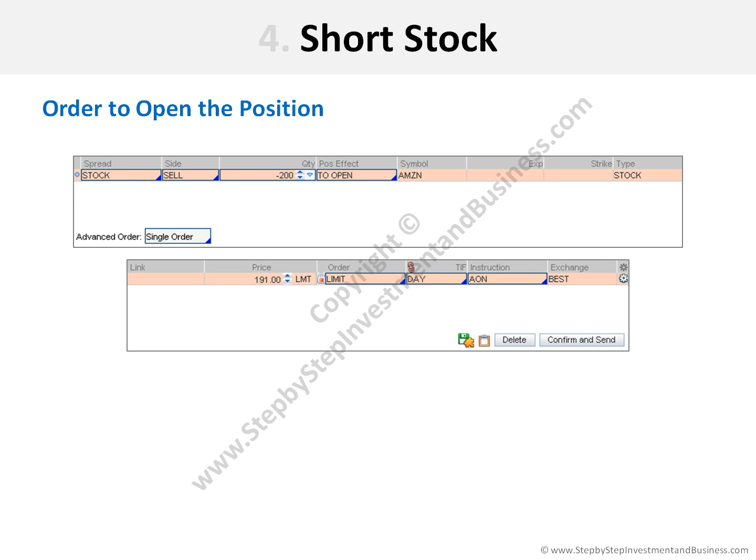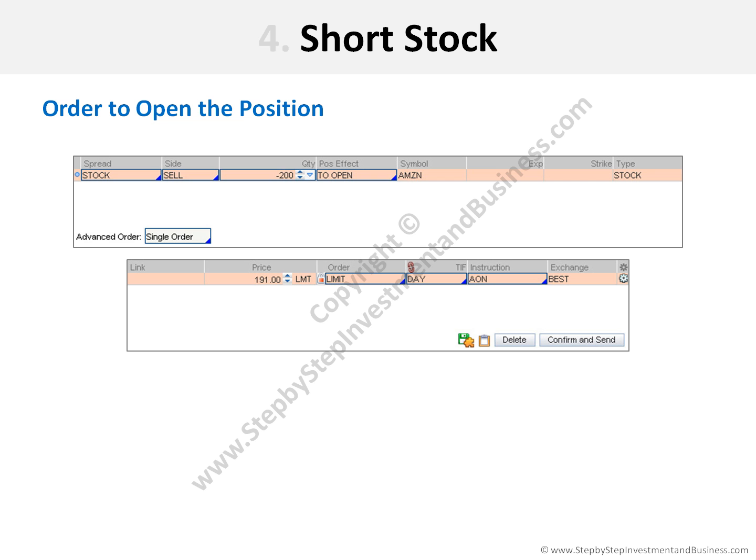Here we can see the order we must enter to open the position. It consists of selling 200 shares of Amazon. In the side column, we select the action Sell to indicate the sale of shares, and in the Position Effect column, we select the option To Open to indicate that we want to open a new position. The entered price is $191, and the order type is Limit. That is, we want to sell the shares at a minimum price of $191.